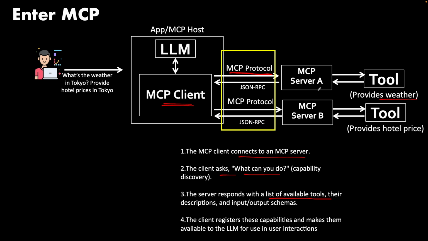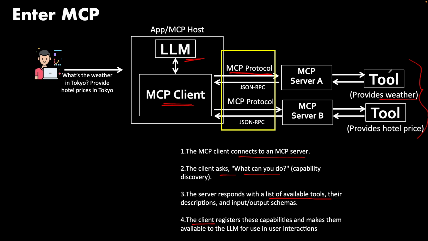The server may say, hey, I add two numbers, A plus B, or I give you the weather. My input is the name of a city, output is weather in centigrade. And then the MCP client registers these capabilities and makes them available to the LLM. So when you ask the question, at this point, the LLM knows what tools it has access to, and then based on this dynamic discovery, it can call the appropriate MCP server and the underlying tool.